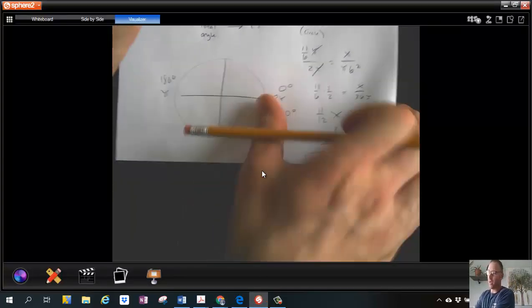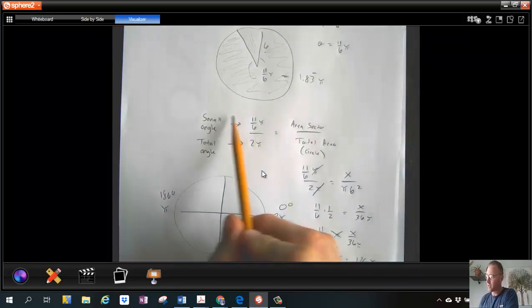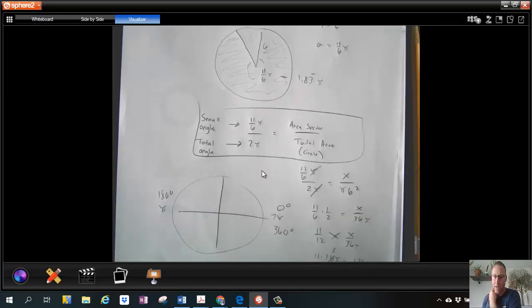So I know that was tricky, probably because of this new angle measure we're using here for radians. But it's the same proportion that we've been using for this homework assignment for area of a sector. And we've been dealing with proportions all year long, and they're very important. They have a ton of application. So hopefully this helps with that homework.